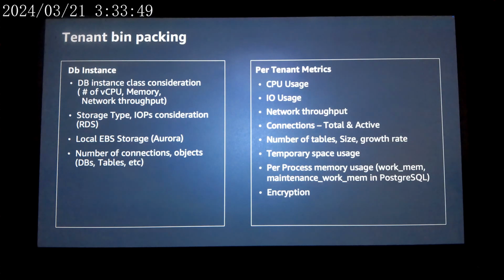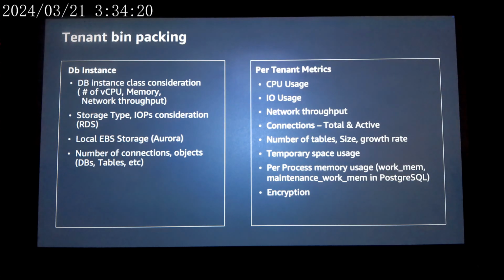And of course, the number of relations is very, very important. Remember, if I create millions of relations, millions of indexes, it's going to bloat my catalog. That's going to impact my performance. The size, growth rate, and the temporary space usage are also very important. On that note, I have seen a customer creating and dropping temporary tables for every transaction. That bloated pg_class and pg_attribute. As a result, my performance completely regressed. Process memory usage, I just talked about it.